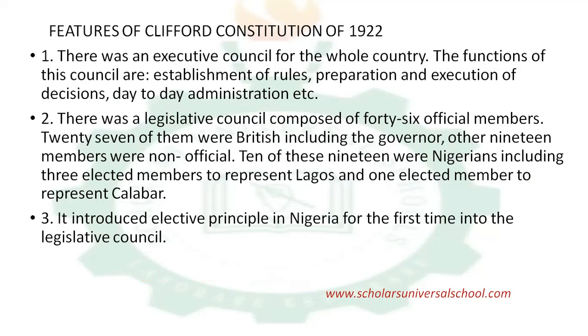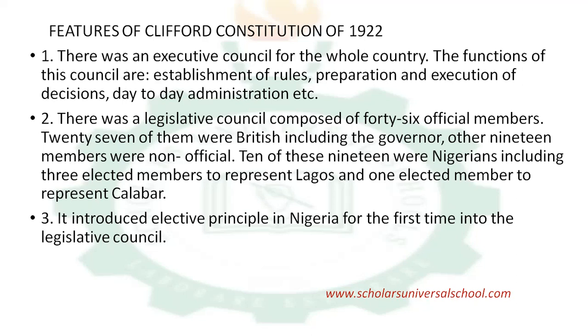Then we look at the features of the Clifford Constitution of 1922. It has some features, attributes, which we are going to examine. Number one, there was an executive council for the whole country. The executive council is the body that formulates policies, rules and regulations, executes decisions, and enforces the rules and regulations in the country.